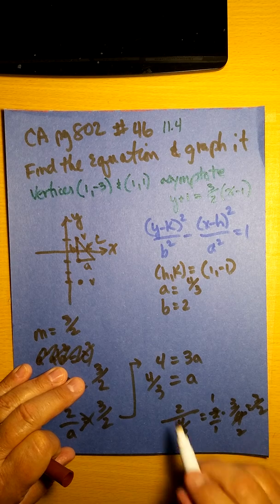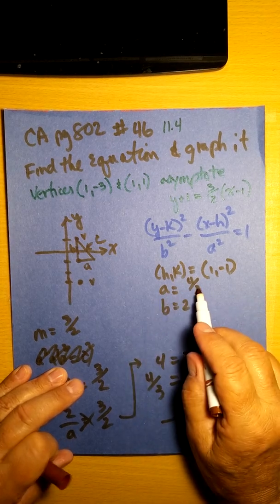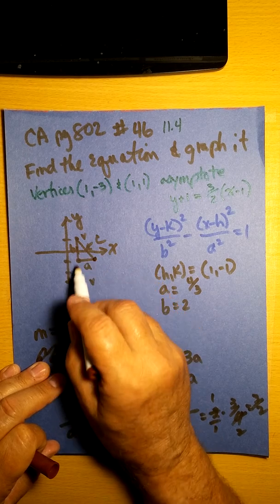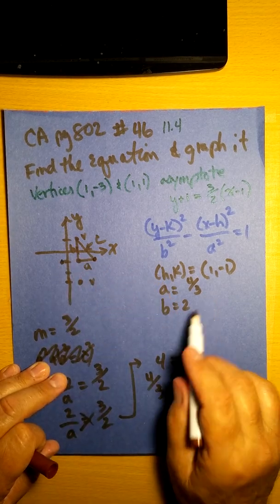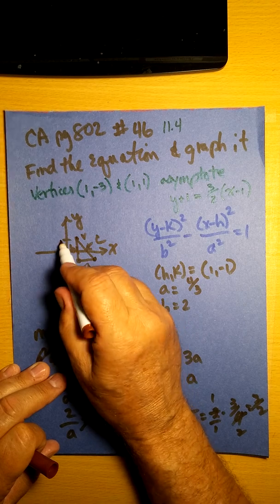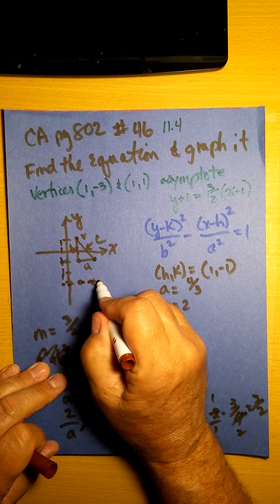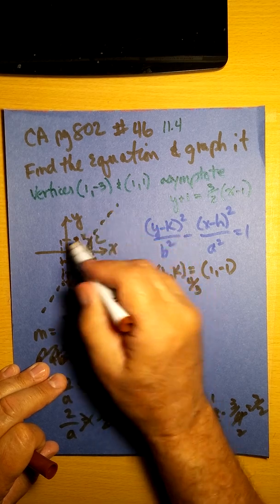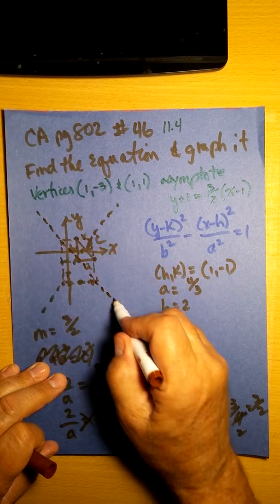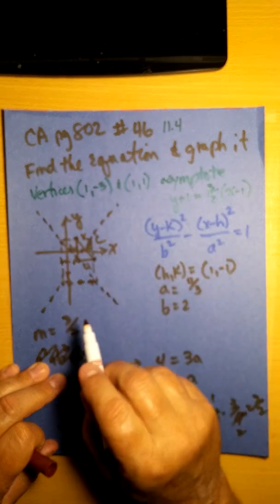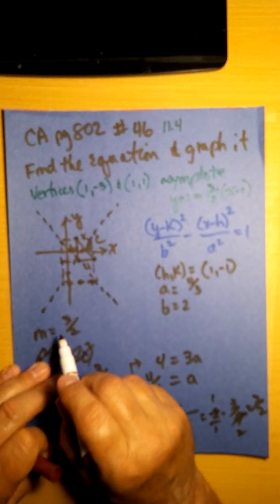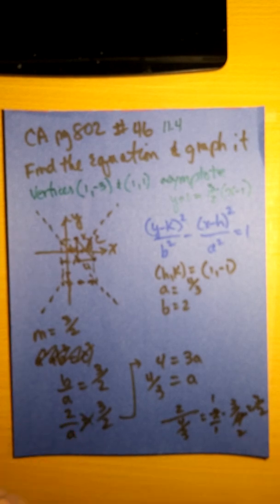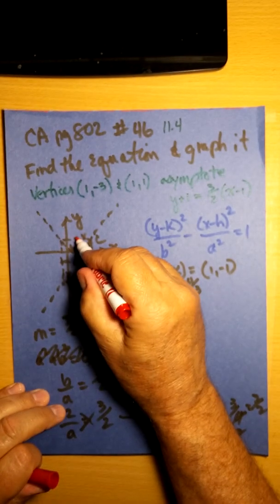If we go right and left with 4/3, that's 1 1/3. So it's someplace here. And up and down with 2, that's here and here. Remember, you dash in your rectangle, put the diagonals in for the asymptotes. That's the equation of one of those with the positive slope. Then from this rectangle, you approach the asymptotes.